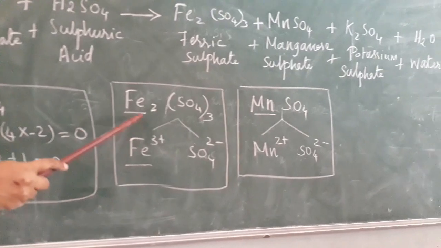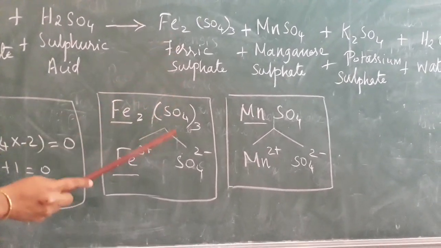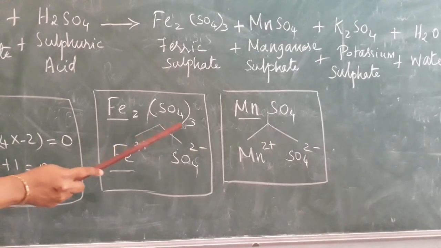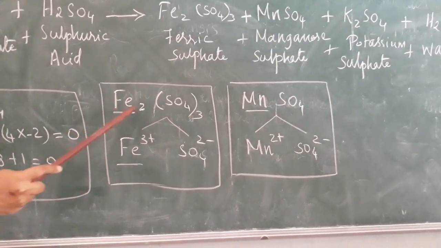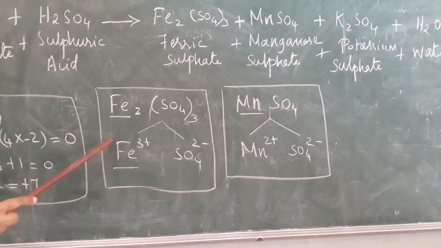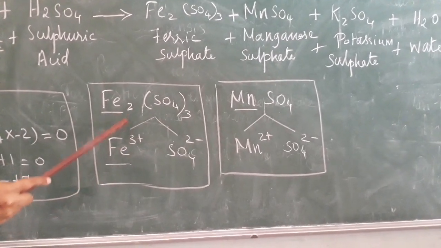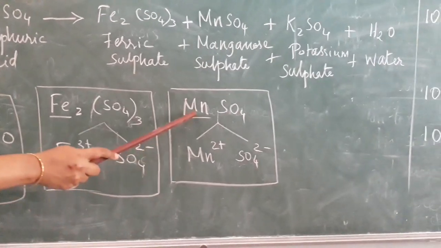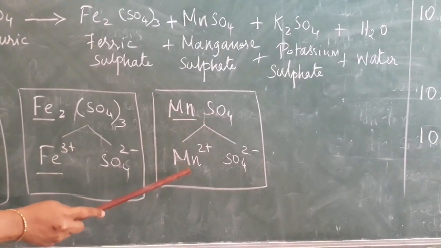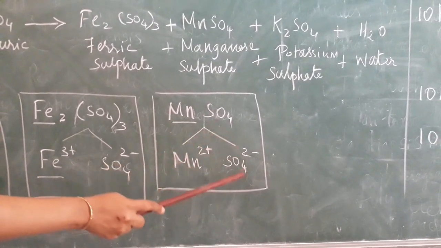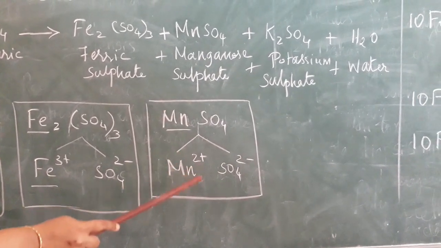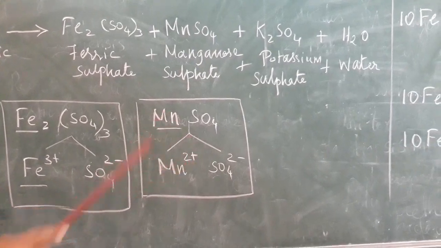Next, the ferric sulfate. Ferric sulfate formula I have given. We derived this equation by the crisscross method: 3 goes to iron and 2 goes to sulfate. So in ferric sulfate the iron oxidation number is 3+. Next, in manganese sulfate, sulfate is -2, which means manganese is +2. So we get the oxidation number for manganese as 2+.